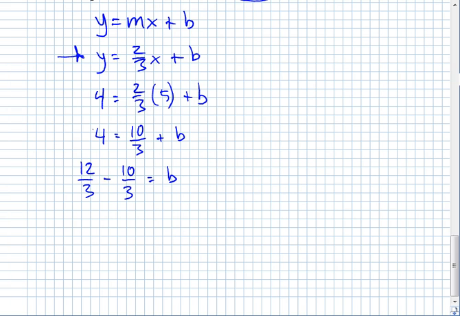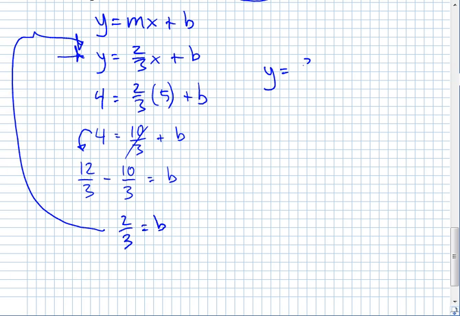Okay, if we convert 4 into a fraction, it's the same as 12 over 3. I did that because I want it to have the same denominator as the other fraction. Then I subtract 10 over 3 from both sides, and it cancels out there. On the left side, I get 12 over 3 minus 10 over 3, which is simply 2 over 3, and that's equal to my y-intercept. So now I can put that right there, and my equation is y equals 2 over 3x plus 2 over 3. Isn't that easy? So you can do things that way.